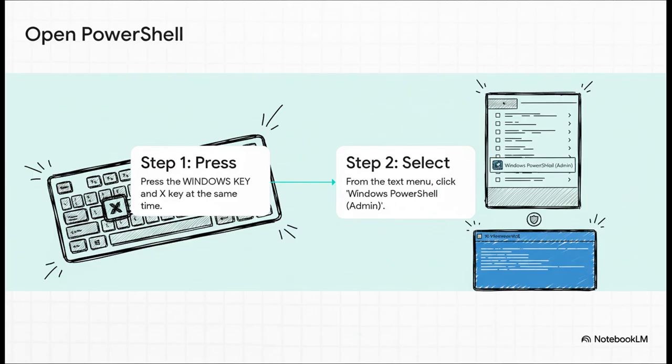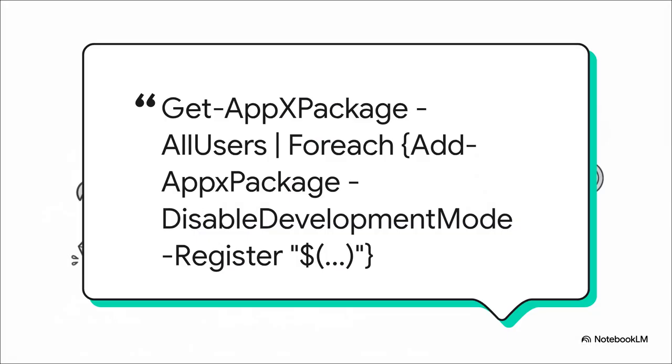From that list, you're looking for Windows PowerShell Admin. Select that. You'll know you did it right if a blue command window opens up, probably asking for your permission to make changes. And now for the magic trick. You'll need to type this long command in exactly as you see it, or just copy and paste it to be safe. What this beast of a command is doing is telling Windows to go find every single core app and basically reinstall it on the fly. This often fixes whatever corruption is freezing up your Start menu.